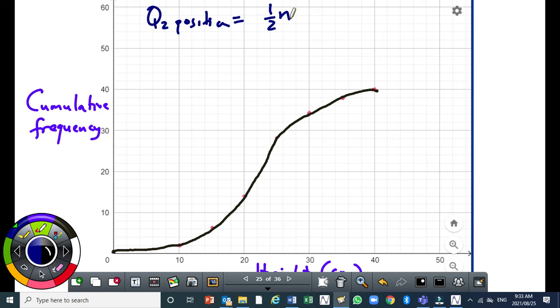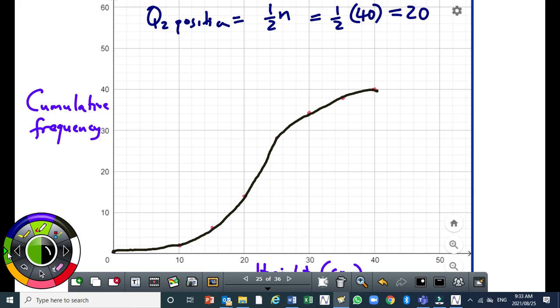Q2 is the position of the median. Please, this is not the actual median. The median is a height. So you get the median on the x-axis. But you need to determine the position of that median using the cumulative frequency. So what's the total of the cumulative frequencies? 40. So in this case, it will be half times 40, and you get 20. Then you go to your graph.